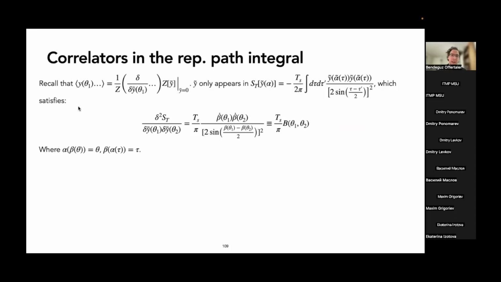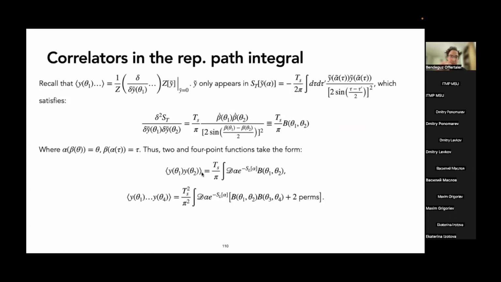So let me first mention how the correlators are represented in this reparametrization path integral. So recall that we insert boundary operators by taking variational derivatives of the partition function with respect to the function y tilde that specifies the shape of the curve. Y tilde only appears in the transverse action. And when we take two derivatives, then we pull down essentially this combination, where here alpha is our reparametrization and beta is its inverse. For some reason, the inverse appears naturally. So this we can think of as a conformal two-point function. It's essentially just 1 over the chordal distance squared, but dressed by the reparametrization mode beta. The same object appears in computations of correlators in JT gravity, essentially.